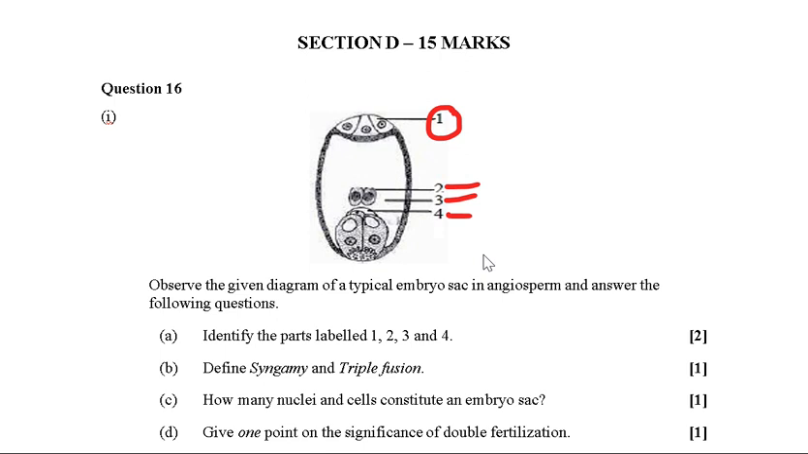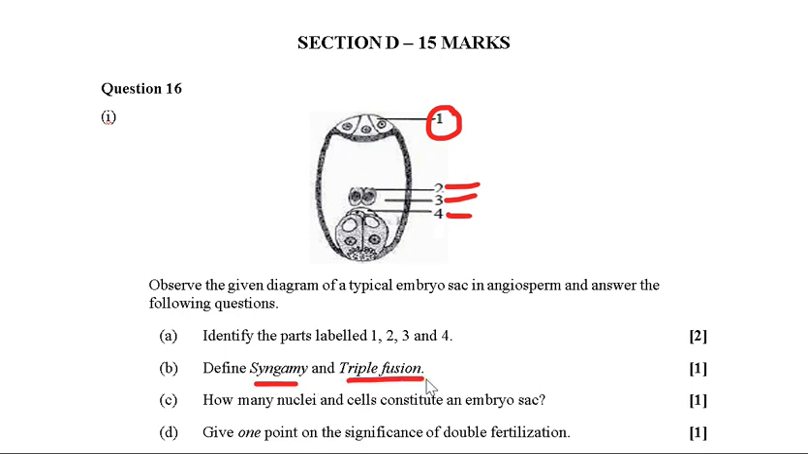Okay, now they have given one question, that define syngamy and triple fusion. What is the meaning of syngamy? Syngamy is the fusion of one of the 2 male gametes with the egg nucleus to form a diploid zygote. This is the meaning of syngamy. That means fusion of male gametes with egg nucleus.